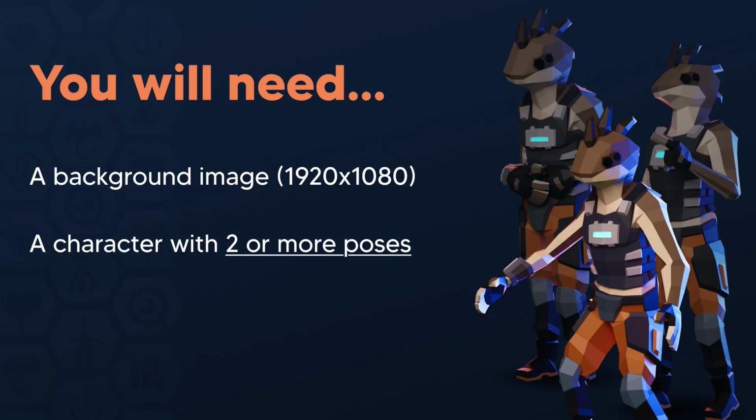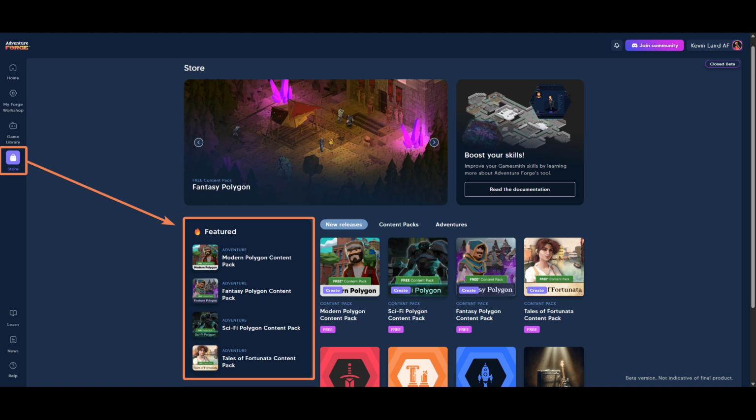But first, here's what you'll need for this tutorial. You'll need a background, ideally 1920 by 1080, and a character with 2 or more poses. They should be the same size each. You can use any of our content packs to jumpstart this process. If you don't have one, you can use the tutorial linked in the description.